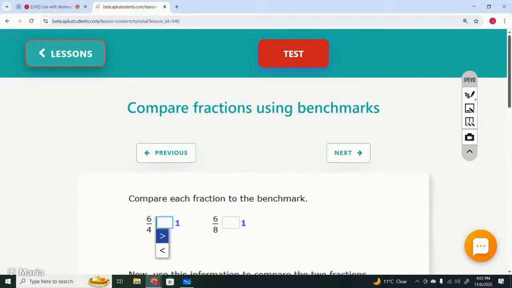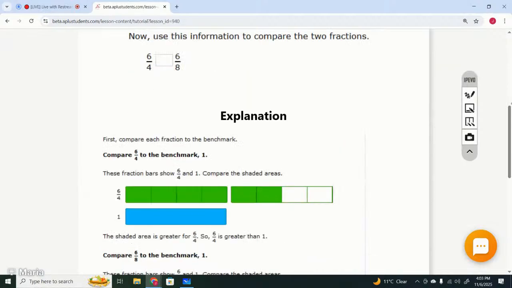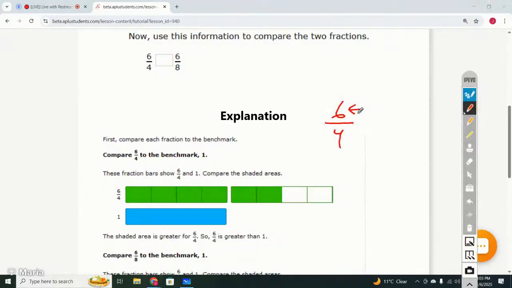Compare each fraction to the benchmark. So basically, the benchmark is 1. You have to compare both the fractions with 1: 6 by 4 and 6 by 8. Let's just compare 6 by 4 to benchmark 1. 6 by 4 is greater than 1. How? You have the numerator 6 and denominator 4. Whenever the numerator is greater than the denominator, that means the fraction is greater than 1. You can see the shaded area. This is 1. This is 6 by 4. So 6 by 4 is greater than 1, right?